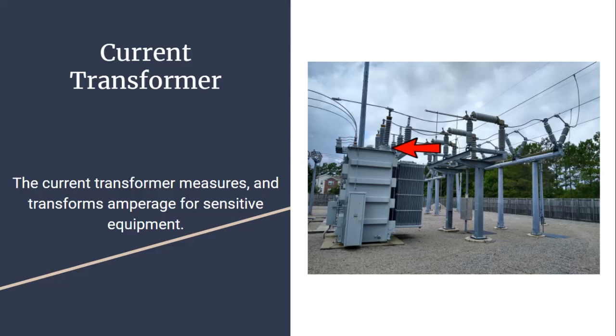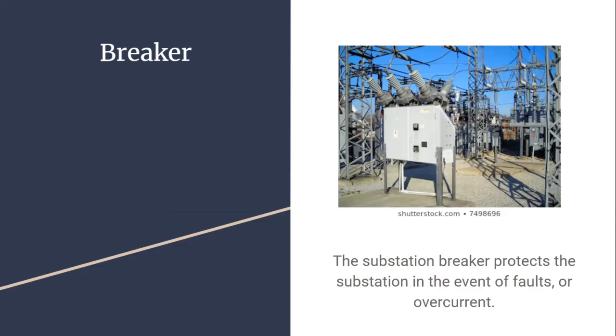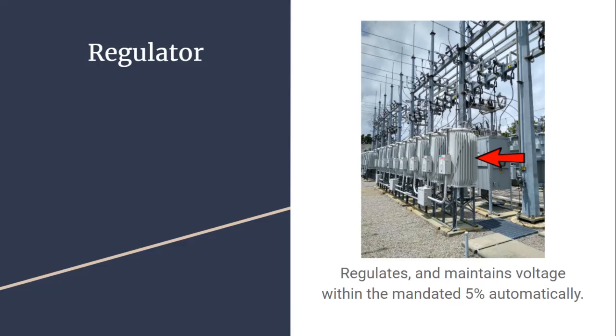All right, don't worry about this one either. Breaker, so I'm going from my bus side disconnect into my breaker. The substation breaker protects the substation in the event of faults or overcurrent. Good description. It then goes into the regulator, and this is how this scheme is designed. He's coming out of the breaker into the regulator and regulates and maintains voltage within the mandated 5% automatically. Good description.